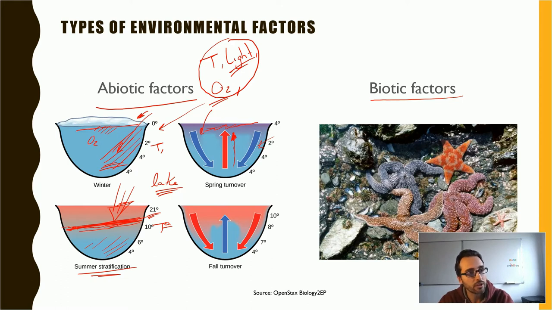Biotic factors are related to the other living beings that share the same environment with other species. So we've got here the starfishes, and they are sharing their environment with other species, and they can have some competition with the others just for obtaining the same resources. We're going to talk about these biotic factors later, so we're going to explain this a little bit better. We're going to continue with this.